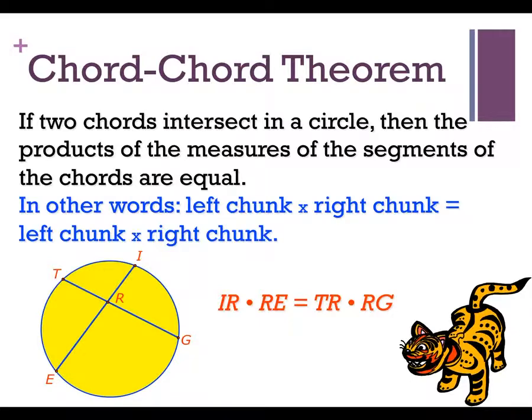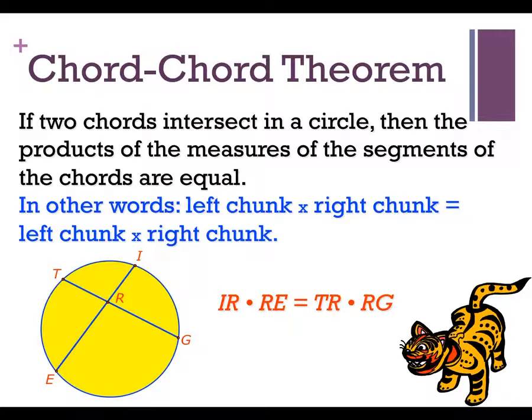This picture looks familiar, does it not? We just did it yesterday where we would find the angle measure here, for instance, and use that to determine the arc measures, or use the arc measures to determine the angle measures. We're not doing any of that. We're talking about lengths now. Left chunk times right chunk. So look up here for a second. Left chunk times right chunk equals left chunk times right chunk. So you take the chord, you split it into two parts. They're not halves, they're just chunks. Multiply the two chunks together, it has to equal the other two chunks from the other chord.